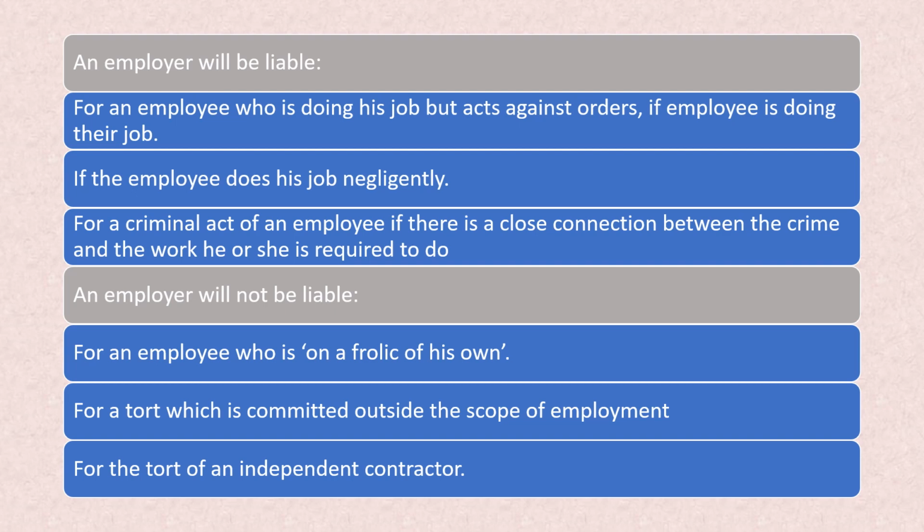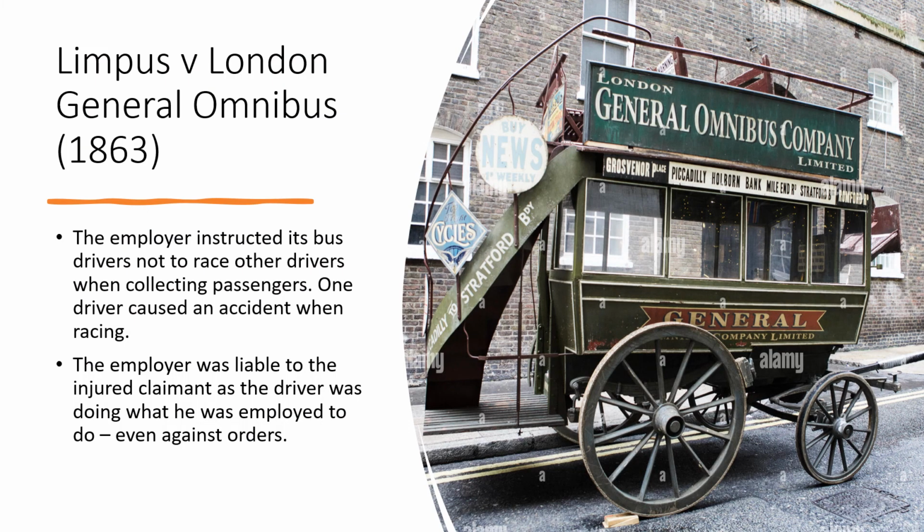Now, an employer will not be liable if the employee is on a frolic of his own, and we'll explore that one. For a tort which is committed outside of the scope of the employment, so something not connected to employment, or indeed, swinging right back, for the tort of an independent contractor, with the simple reason there will not be an employee. So the first one we're going to look at is where an employee who is doing his job acts against orders. So if the employee is doing the job, the only way this normally doesn't work is for an unauthorised lift. Now, in Limpus v London General Omnibus, the employer instructed bus drivers not to race other drivers while collecting passengers.